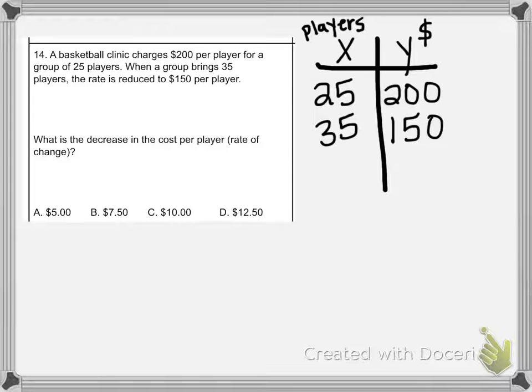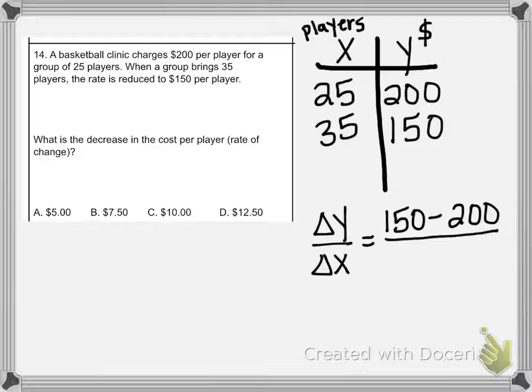So if we're going to figure out that rate, then we're going to set up our change in y over change in x. So my y2 is 150 minus y1 is 200, over my x2 is 35 minus x1 is 25. So we have 50 divided by 10. So that 50 divided by 10 is going to give me a decrease by $5.